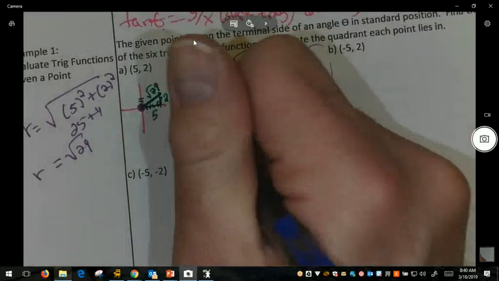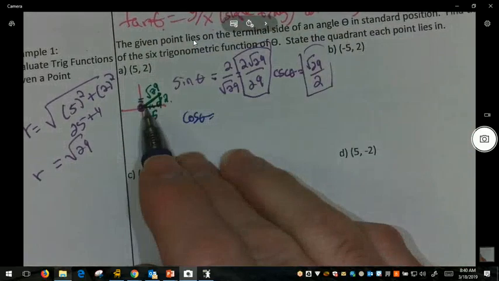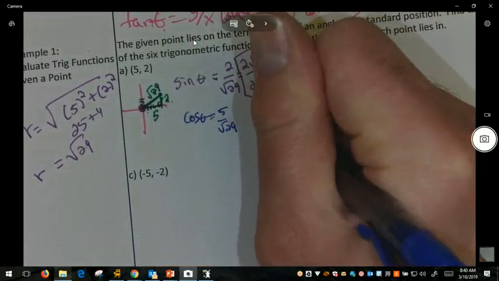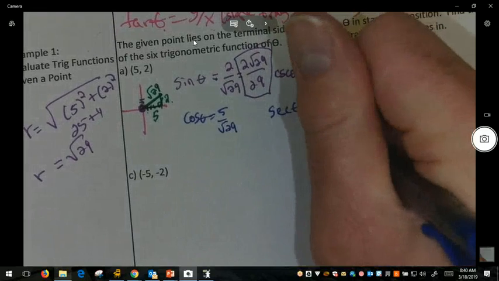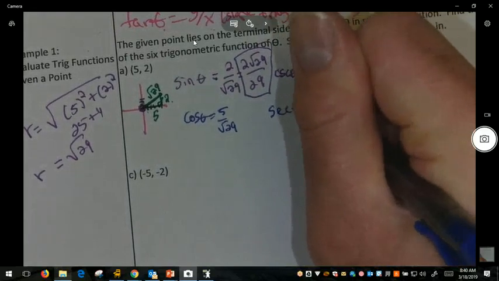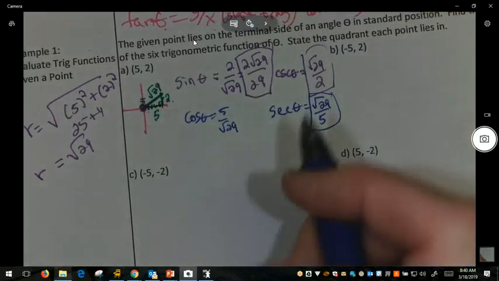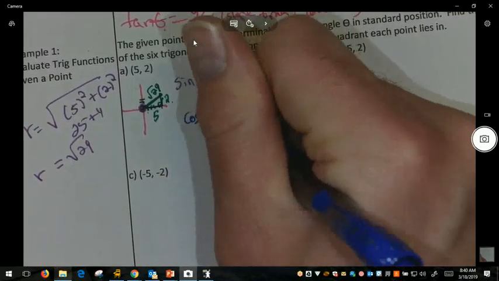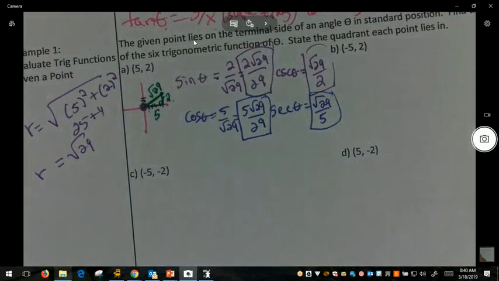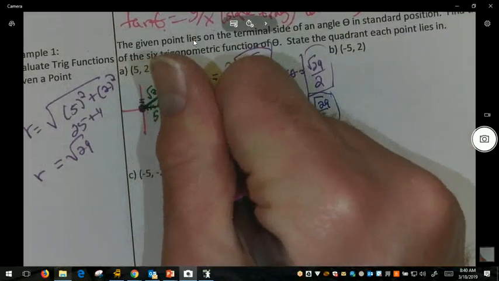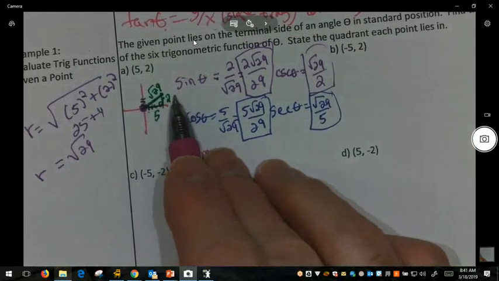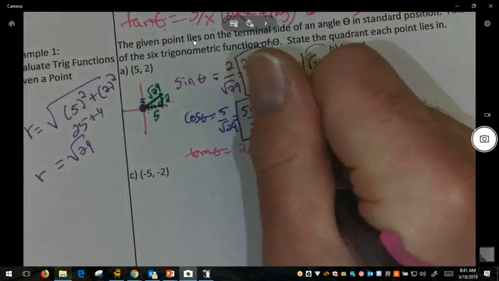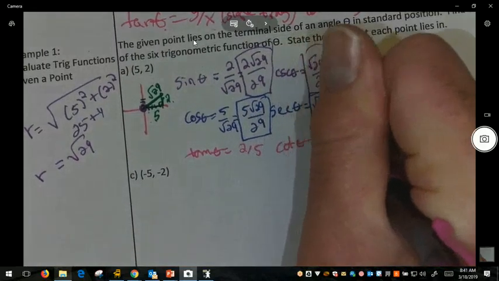For cosine of theta, I have adjacent over hypotenuse, 5 over the square root of 29. So I'm immediately, before I rationalize, going to do the reciprocal value to get secant. There's secant, square root of 29 over 5. Then I'm going to rationalize this. This is 5 square roots of 29 over 29. Lastly, we have tangent. We have y over x, or opposite over adjacent, 2/5. Cotangent of theta is 5/2.